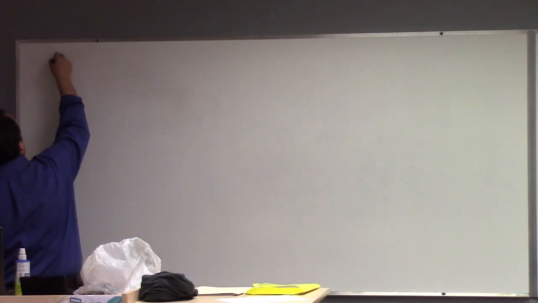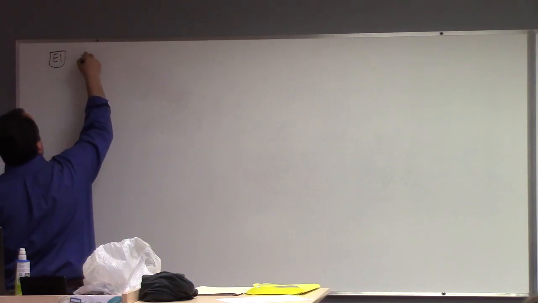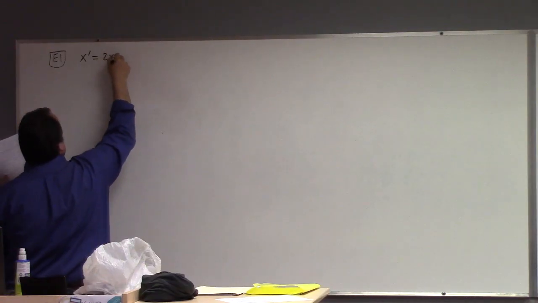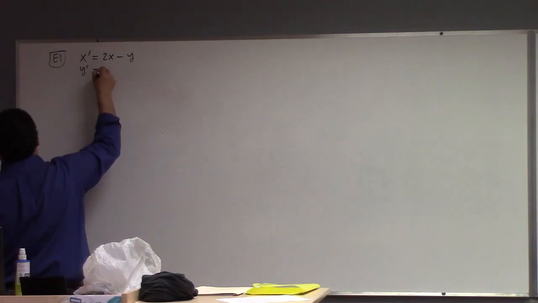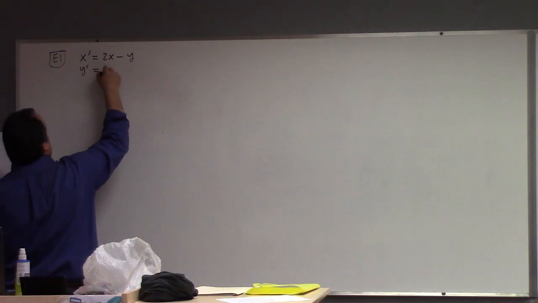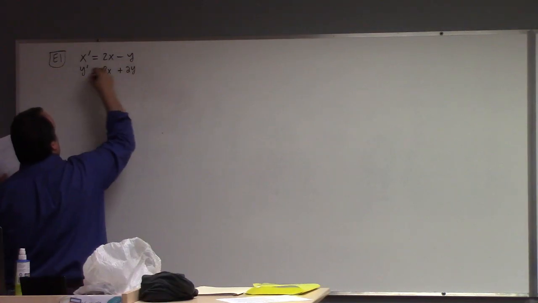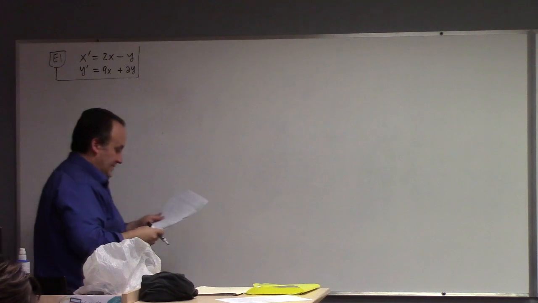So, as usual, we're going to try to solve a system of differential equations. This time, x prime is 2x minus y, and y prime is equal to 9x plus 2y. All right, so we want to find the general solution to this thing.